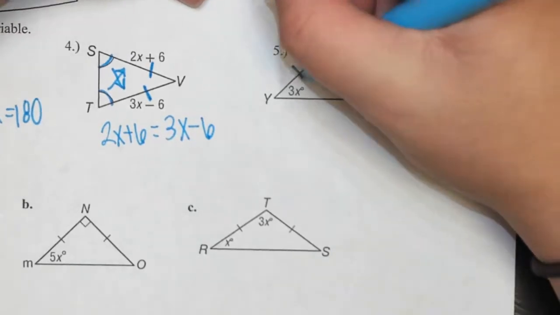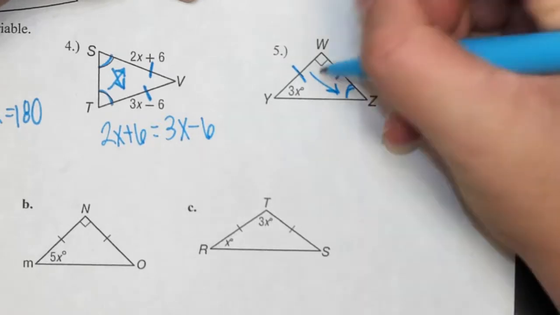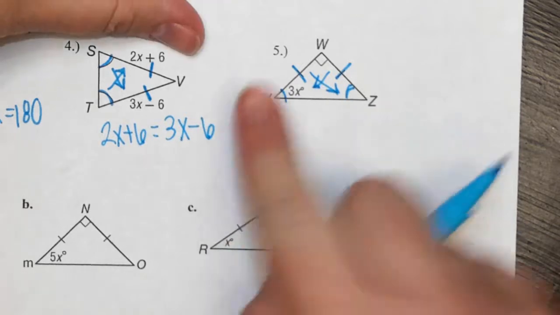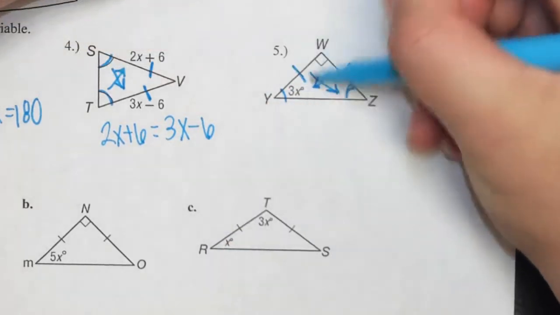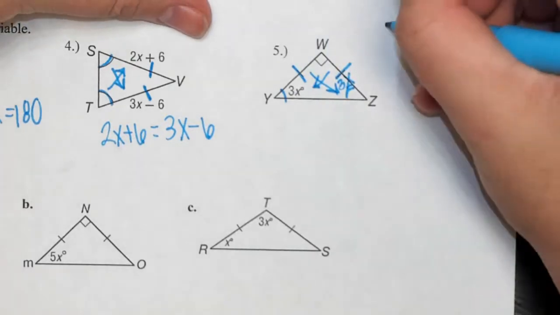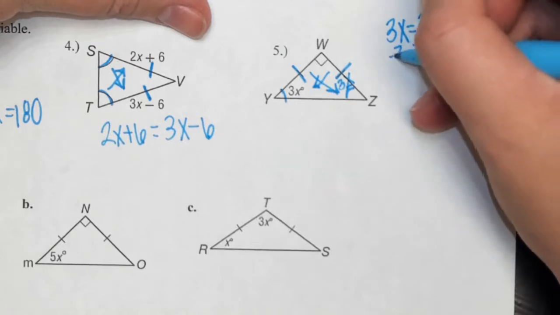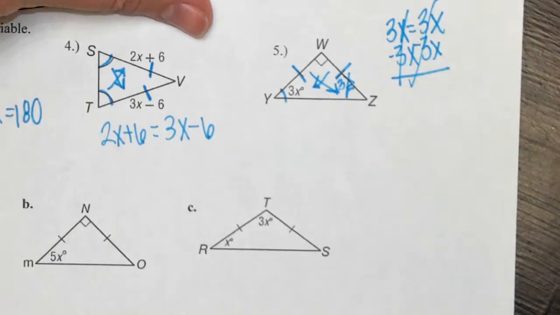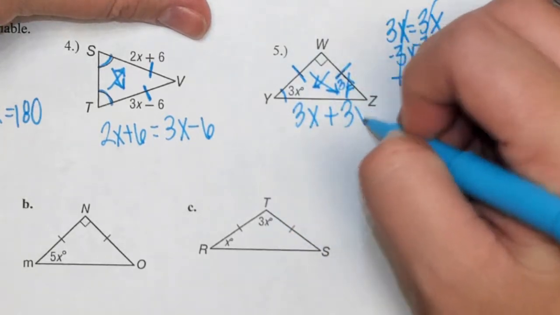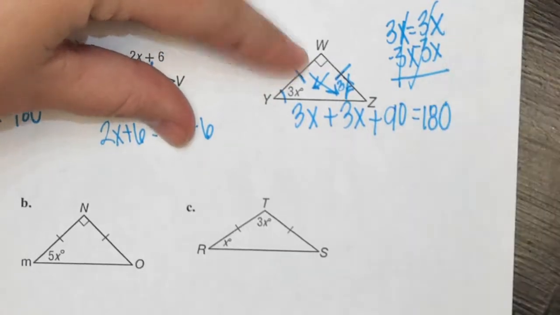Okay, on 5, I know this side's congruent to this side. Well, across from this side is angle Z, and across from this side is angle Y. Well, Y and Z have to be the same thing. So if this is 3x, then Z is also going to be 3x. Okay, now I can't just set 3x equal to 3x, because if I subtract either of those from either side, it leads to nothing. Everything cancels out. So you have to take 3x plus 3x plus your 90-degree angle and set it equal to 180 to solve for X.